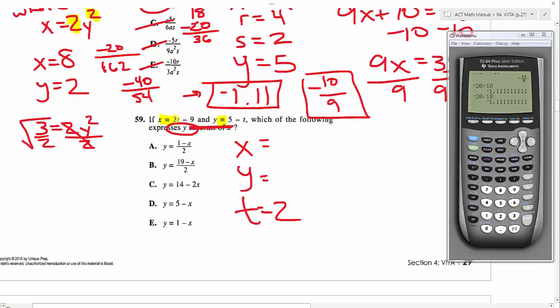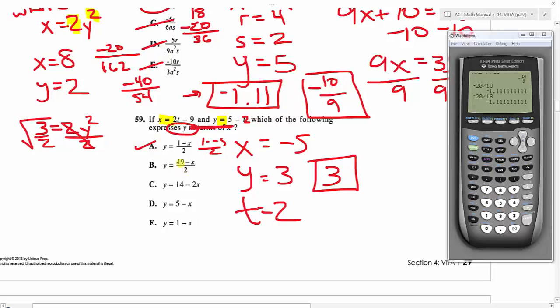So if t is 2, this is 2 times 2, which is 4. 4 minus 9, so x is going to be negative 5. And then the y is 5 minus 2, so that's 3. They're asking us for y, so we're going to put that 3 in a box. Now, when we go to the answer choices, we have answer choice A, y equals 1 minus negative 5 over 2. That's 6 over 2, which is 3.